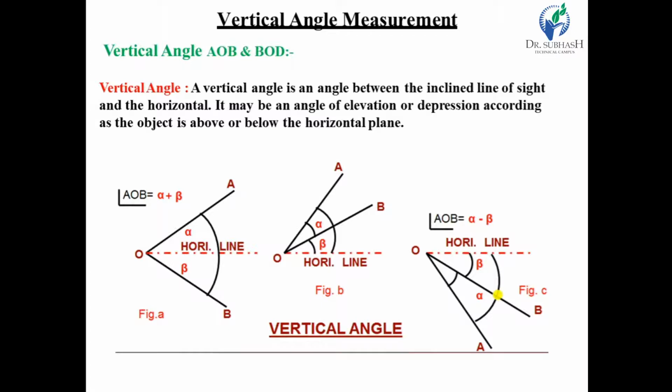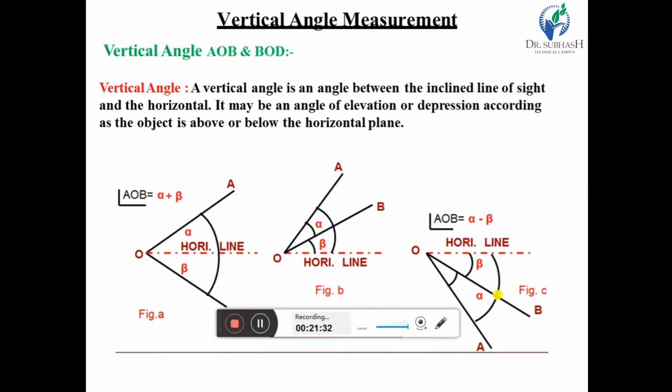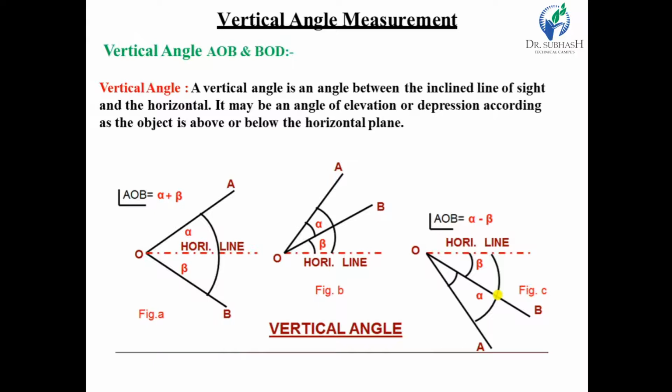Now we are moving to the vertical angle measurement. A vertical angle is an angle between the inclined line of sight and the horizontal. It may be an angle of elevation or angle of depression, according as the object is above or below the horizontal plane. See in the picture, the first figure shows the upward angle and downward or depressed angle measurement, the second figure shows the elevated angle measurement, and the third figure shows the depressed angle measurement.